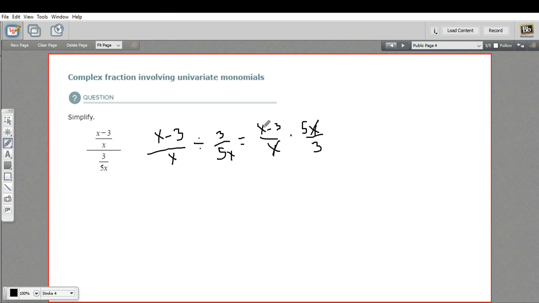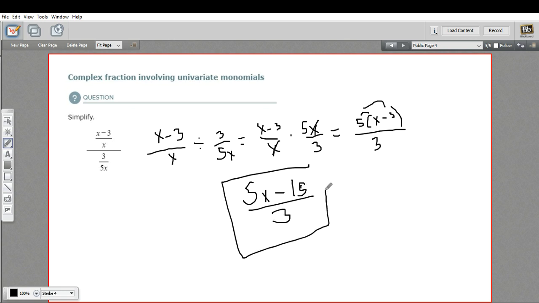So what I get on the top now is x minus 3 times 5. So I'm going to rewrite that as 5 times x minus 3. And all of that is just over 3. If I distribute the 5, I would get 5x minus 15 over 3. A lot simpler than what we started with.